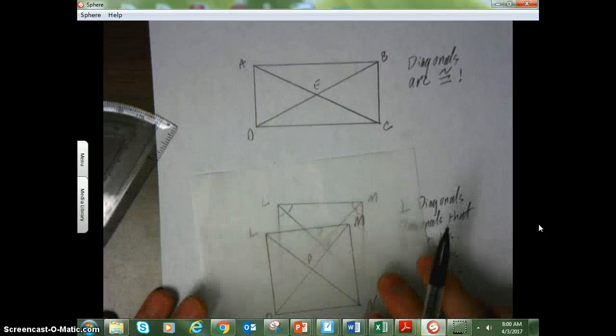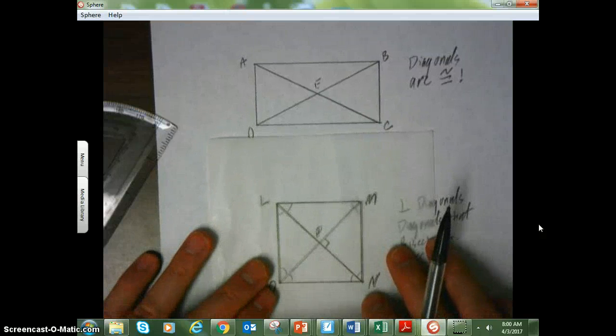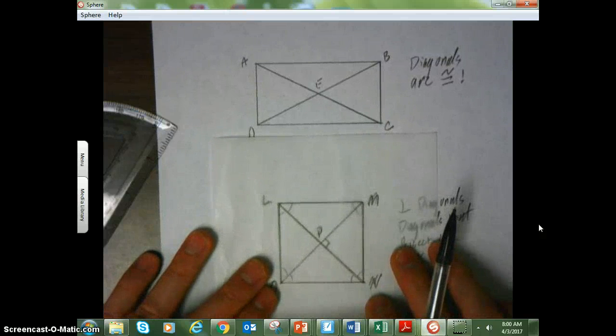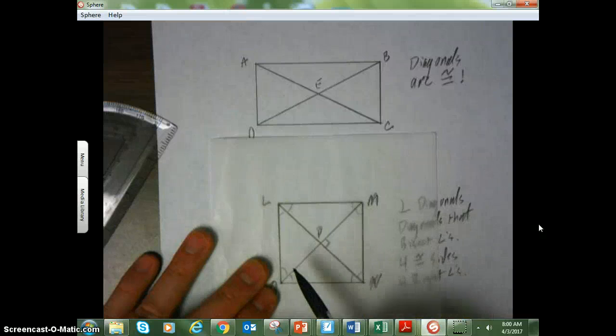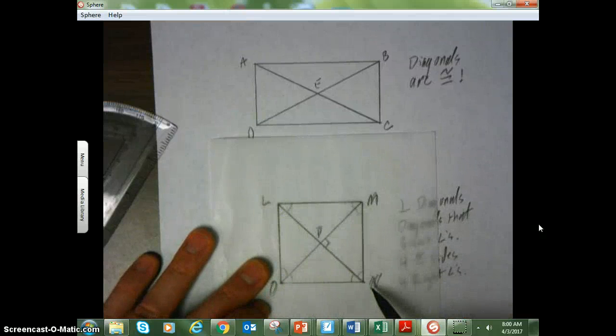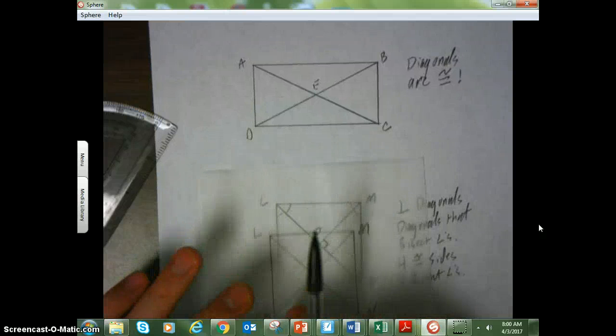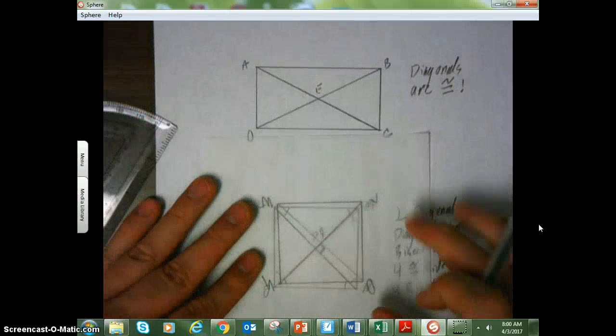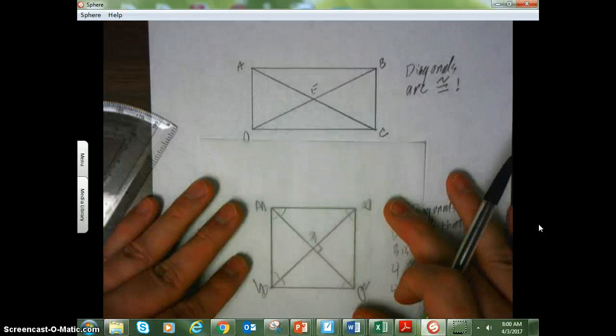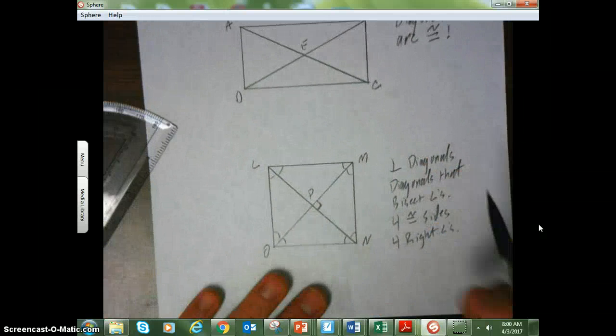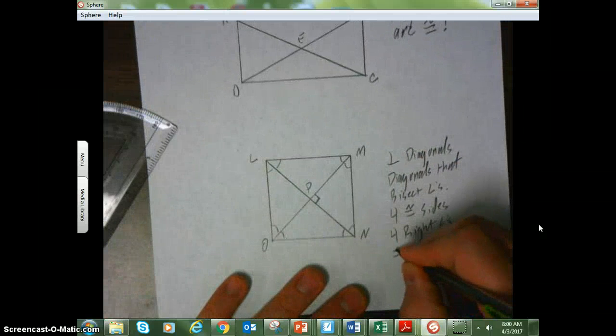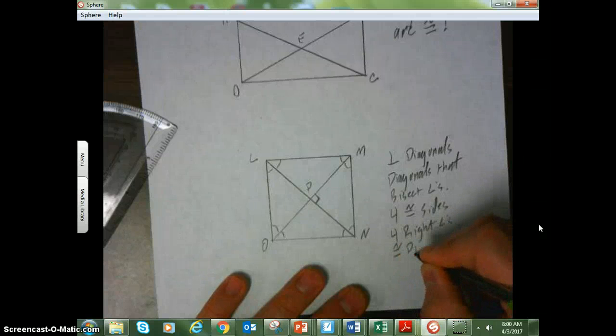So a square has all of the characteristics of a rhombus, and for sure it has four right angles, so it has the characteristics of a rectangle. But the other thing that we need to know to be a rectangle is, are the diagonals congruent to each other? So here we look at LN and we look at OM, and we turn the paper over and we can see that, yeah, the diagonals are congruent to each other. So it also has congruent diagonals.